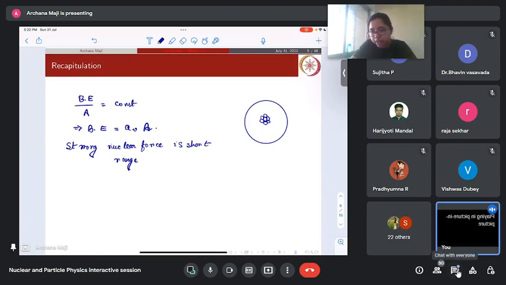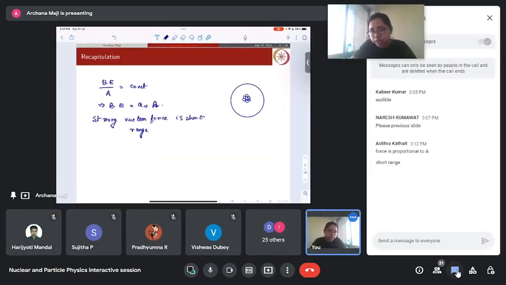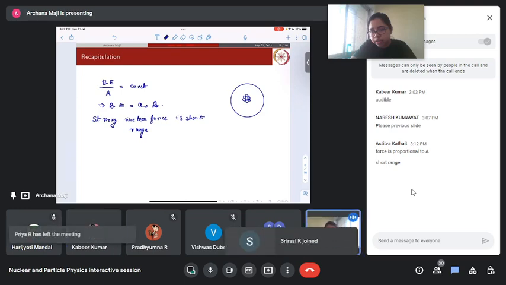So can you explain how that is so? Like, why is it short range? Because even if the number of nucleons are increasing, the energy is remaining the same. So the force is only on the neighboring nucleons, not all the nucleons. Exactly.